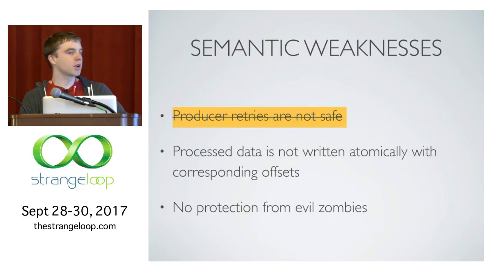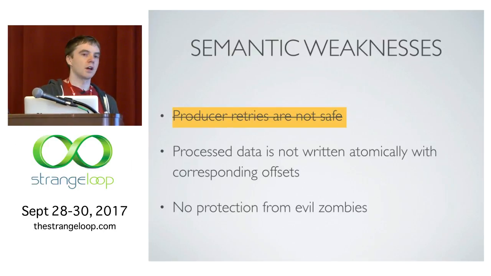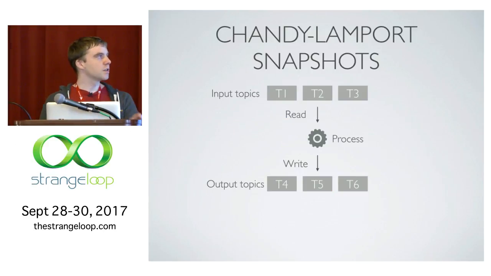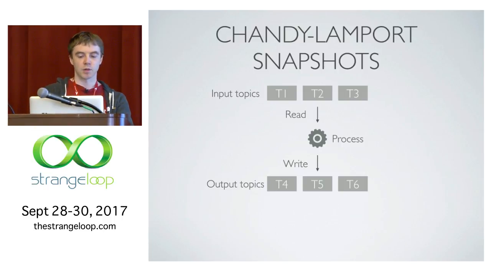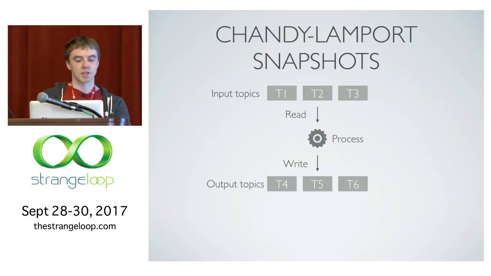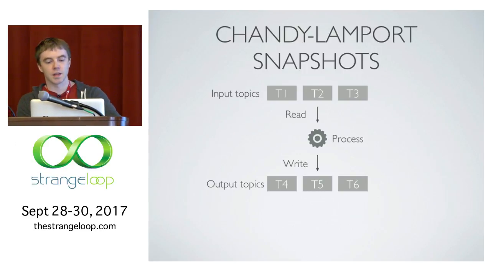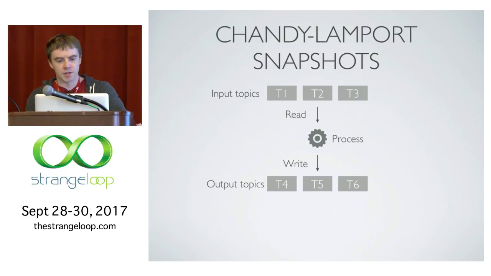The next problem takes a little bit more work to solve. How do we make the writing of offsets and the data atomic? So for this, we look at this. The motivation for this comes from a little bit of a different problem, which is computing a consistent snapshot in a distributed system. So we have this Chandy-Lamport paper. This is going to be an oversimplification of that paper, but it should convey the basic idea.